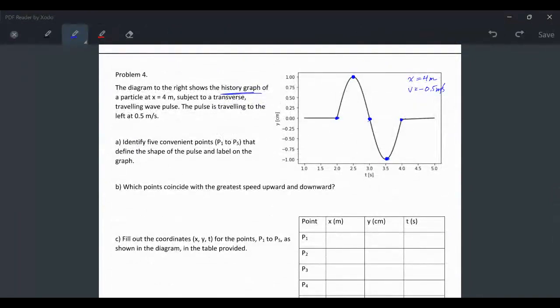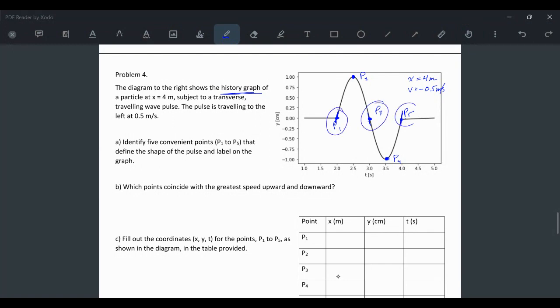Okay, so we have some points on this pulse. I'm going to label them P1 to P5, going left to right again. Part B says which points collide with the greatest speed upwards and downwards. I'm going to go a little bit quickly. Notice that the slope here, here, and here is steepest, so it's going to be P1, P3, and P5. I'll leave it to you guys to figure out up versus down.